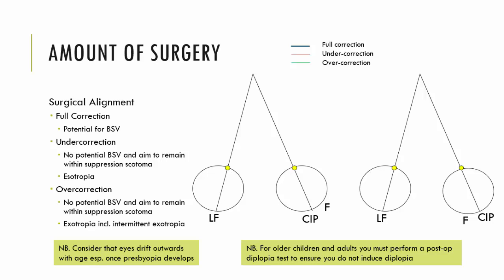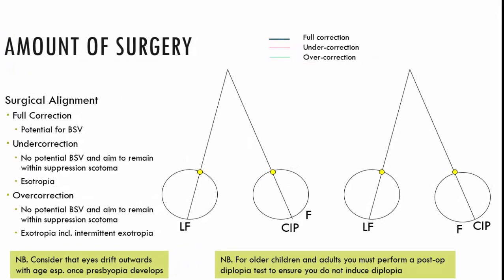So if you have an eso-deviation, it is preferred that if there's no potential for binocular functions, you maintain a residual eso-deviation post-operatively to allow for that exodrift over time. In relation to an exodeviation, we would prefer to overcorrect and create an eso-deviation, again for the same reason, to allow for the exodrift that occurs with age. Let's have a look at a couple of examples that I have here.